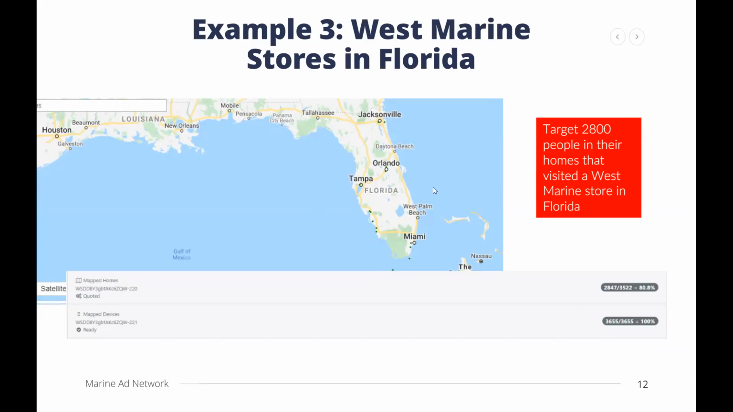Again, considering most of these stores, at least in our area, most of the West Marines are closed, and have been for several weeks. All right, so that's kind of an idea on venue replay.